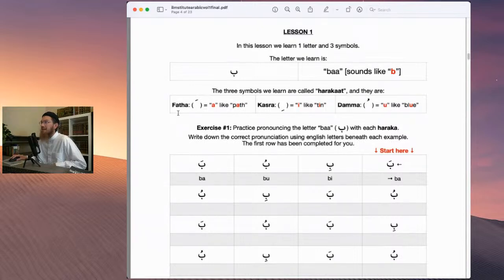This sounds like the English U, like in blue. So we have the fatha, the kasra, and the dhamma. The fatha is a line written above. It sounds like the letter A. The kasra is a line written underneath. It sounds like the English I, like in tin. The dhamma is a loop written above. It sounds like the English U, like in blue.